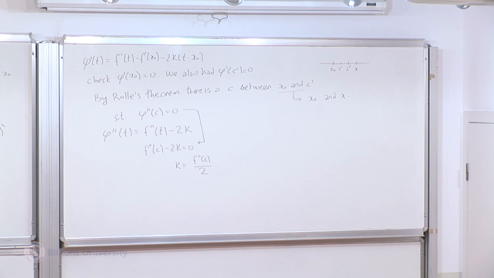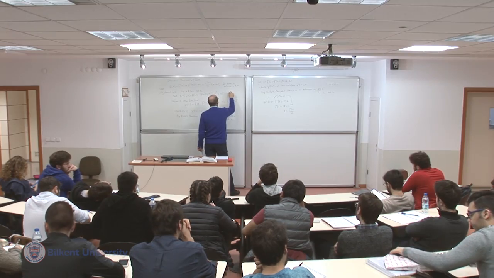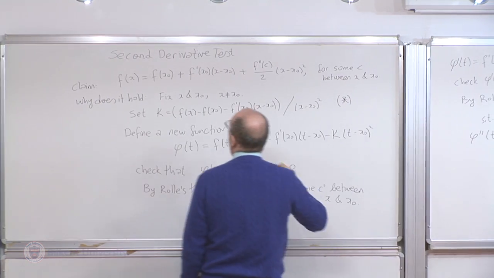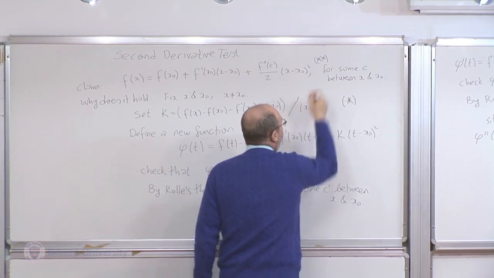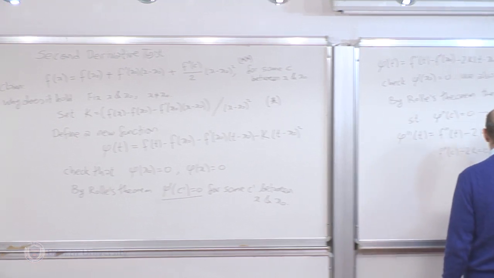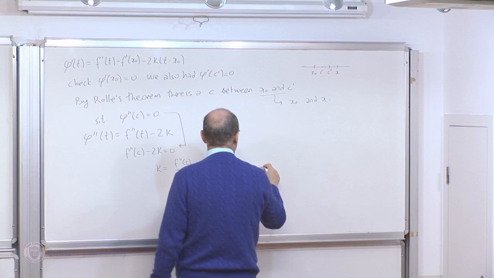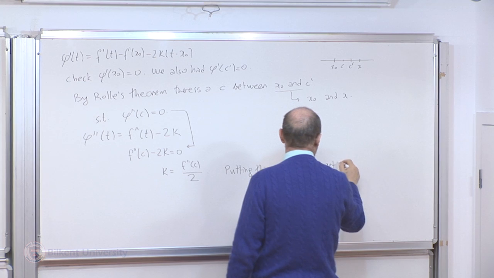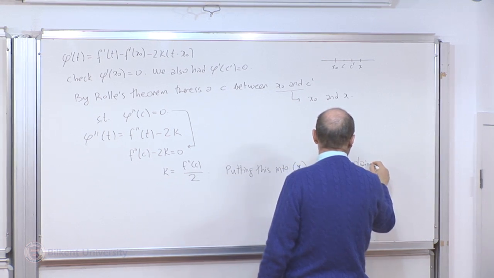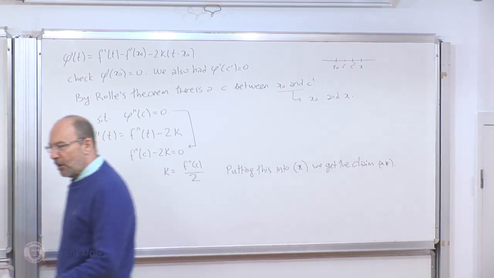So now you put this here. Okay, so we also have, let me put things like this, and let's say this is big star. Putting this into star, we get the claim, star star. So you see that it's not magic.